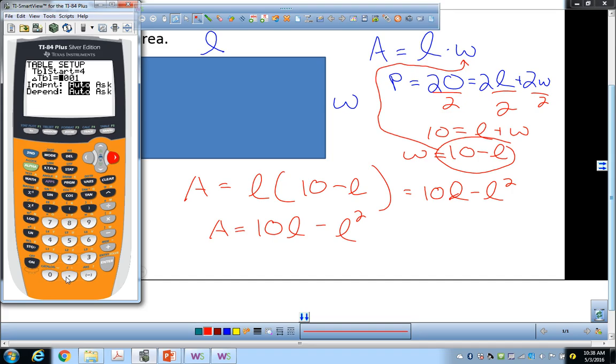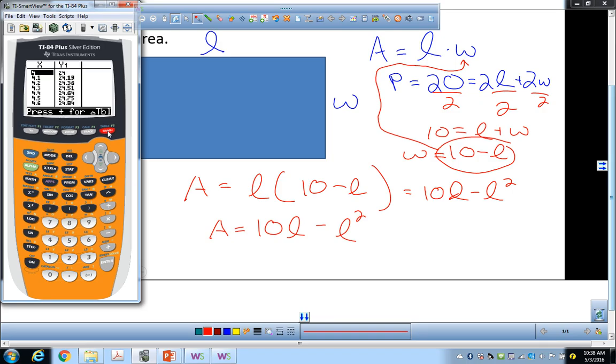In this case, I'm going to set this to 0.1. If I have this set on auto, it's going to generate the table for me. If I set this on ask, then I could plug in different numbers for x. But here I'm going to go on auto. And then I go second table, which is above the graph.